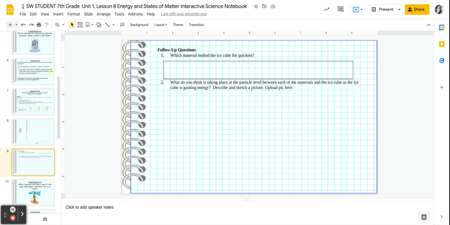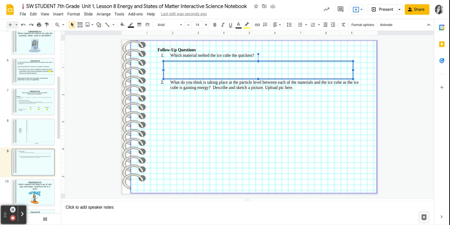For slide number 9, you're just going to answer the question, number 1, and then you're going to work on a particle drawing. What do you think is happening between each of the materials and the ice cube as the ice cube is gaining energy? So think about what the energy transfer is. How is heat transferring? Is it from the metal pan to the ice cube? Or is it from the ice cube to the metal pan? Which one was the warmer object, the metal pan or the ice cube? So think about what we learned about how heat is transferred.